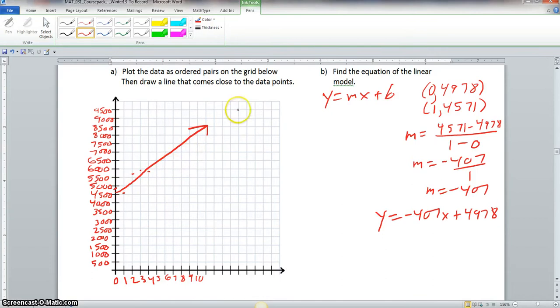Okay, so now it says find the equation of the linear model, y equals mx plus b. Now, the first thing we need to do, we pick 2 points. I picked the first and the second point. You know, this is 2004, this is 2005. And then what I did was I found the slope. After we did our subtraction, the slope is negative 407. So our answer here is y equals negative 407x plus 4,978.